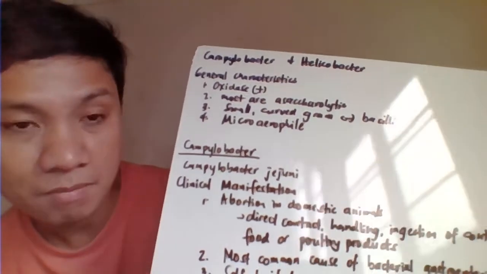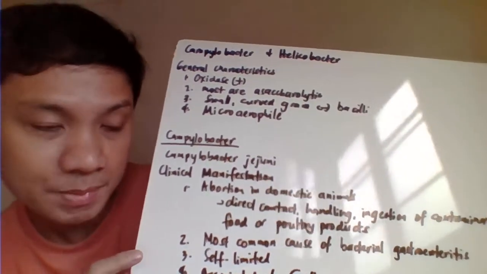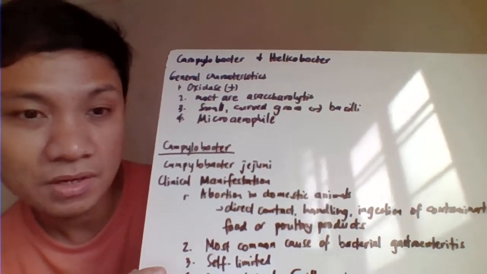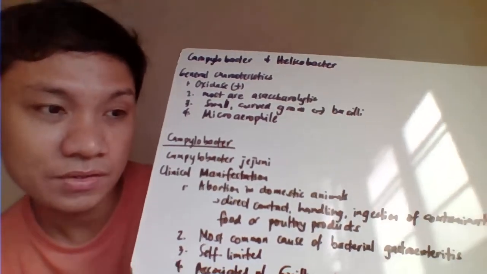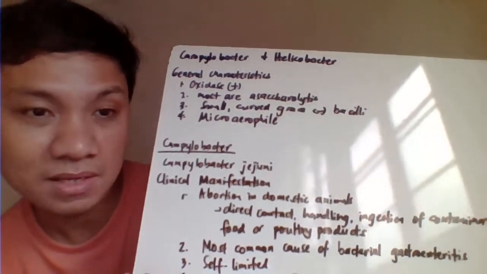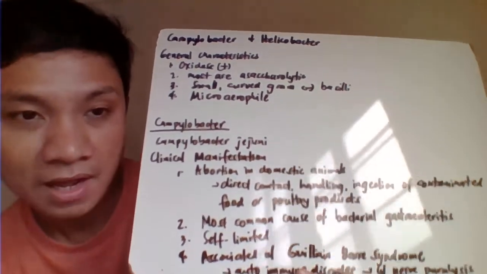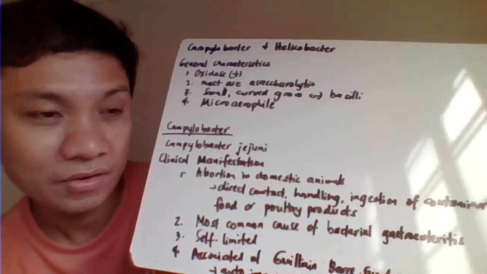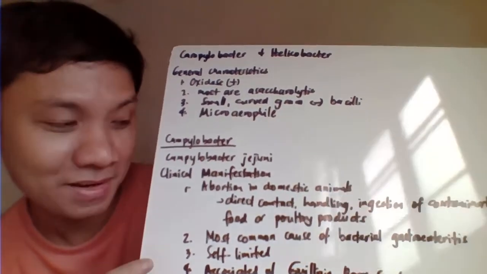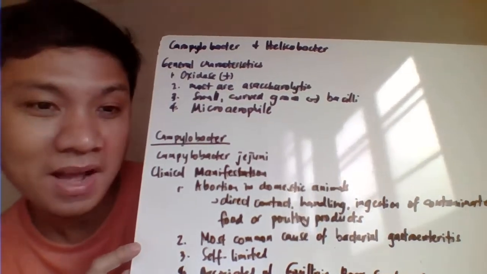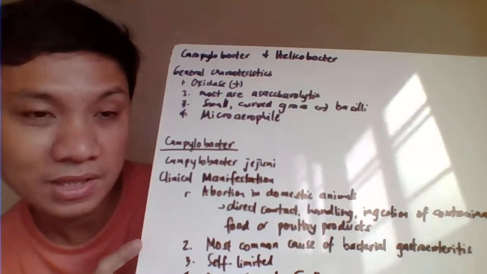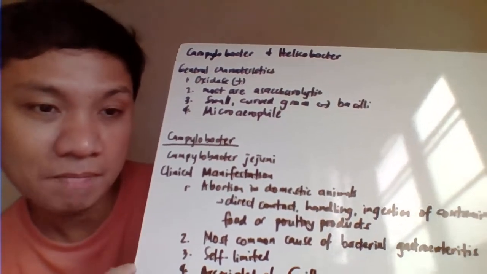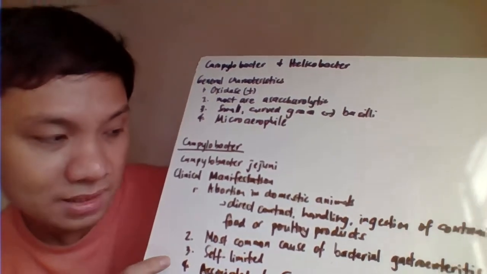We'll start with your Campylobacter. Okay, the first species here, we have your Campylobacter jejuni. Campylobacter jejuni infection has been associated with your domestic animals. It tries to cause abortion among our domestic animals like your dog, your cat, your sheep, domestic animals. And for the human, it tries to cause your gastroenteritis or diarrhea. And we consider this one as the most common cause of your bacterial gastroenteritis.